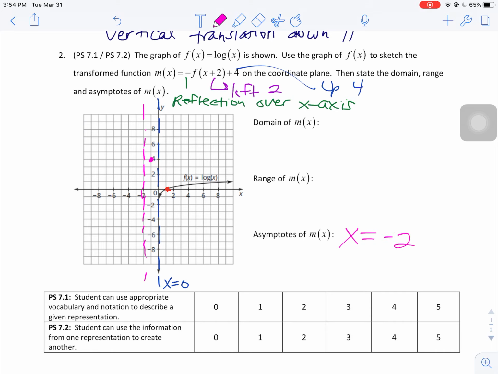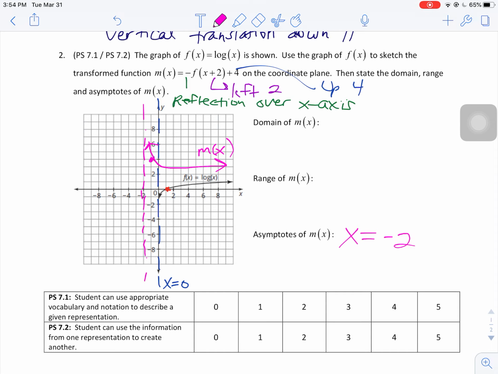X equals negative 2. And then when I actually draw in my graph, I don't want to draw the same curve. I have to draw in the curve upside down because of the reflection over the x-axis. So it's basically going to look something kind of like this. And then we want to label it m of x so we know which one's which.